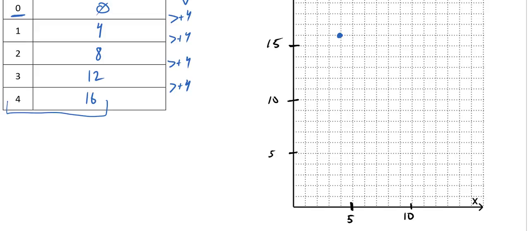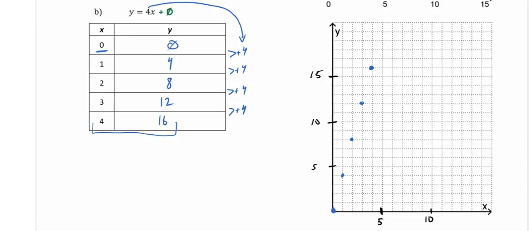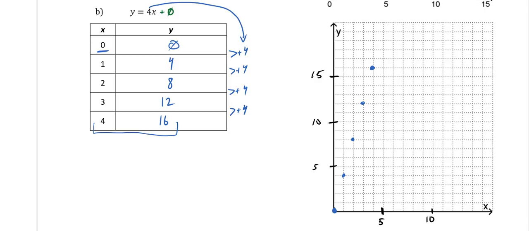Okay. I started at 0. Go over 1 and up 4. Over 1 and up 4, 1, 2, 3, 4. Over 1 and up 4. And sure enough, looks like it fits perfectly. Remember, draw a straight line with a ruler, all the way to the edge of the grid.